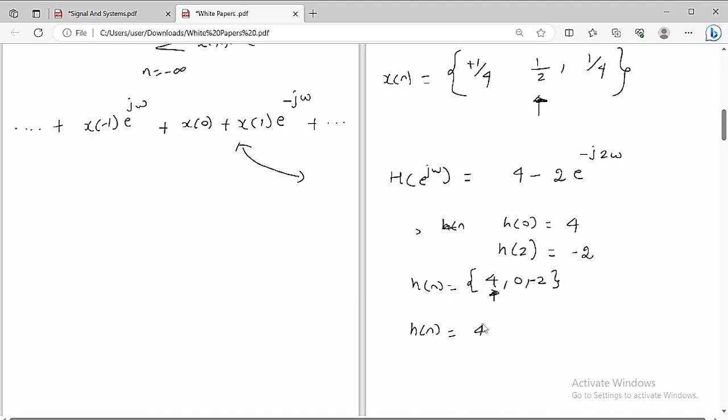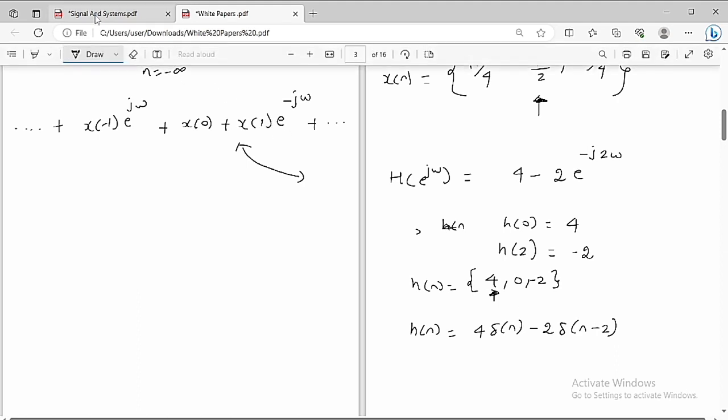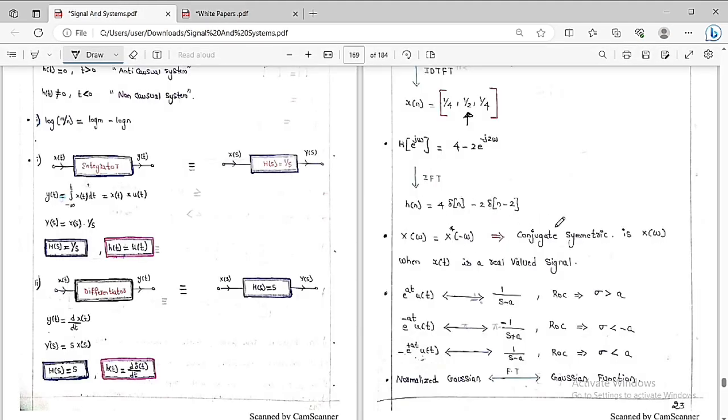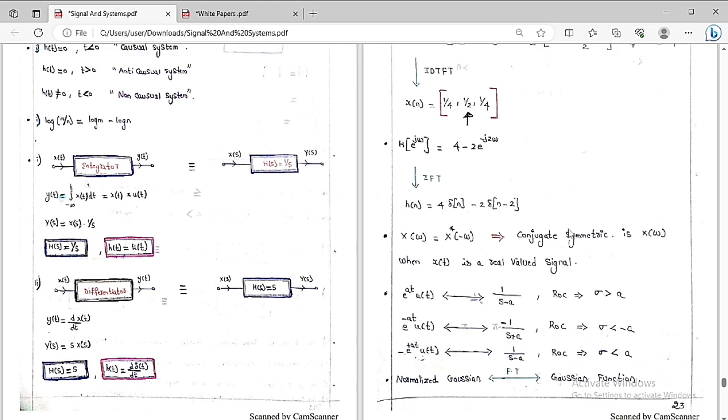I can write 4 into delta of n, similarly minus 2 into delta of n minus 2. I can write it in either fashion, it is the same thing. Or you can also write 4 comma 0 comma minus 2. We can add this one, and this one also.